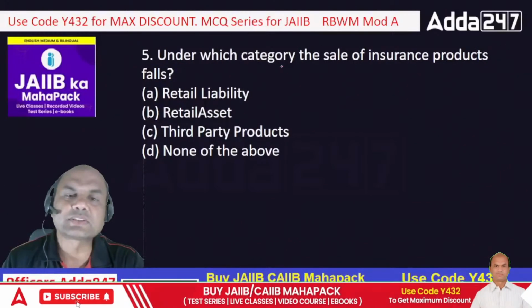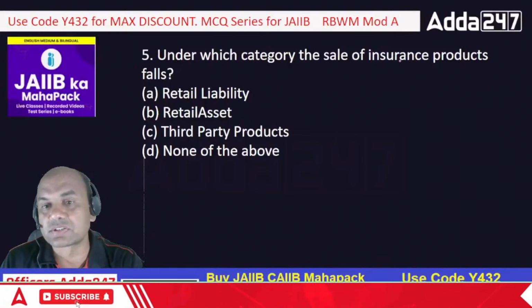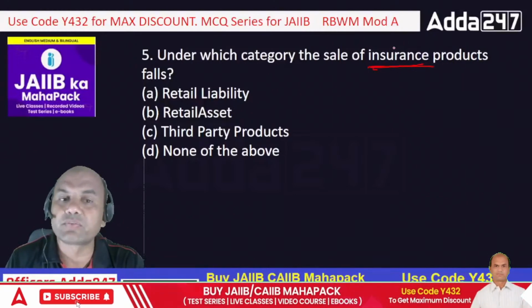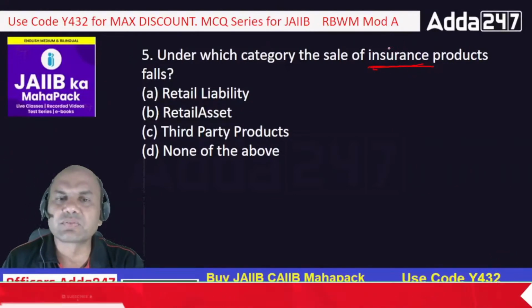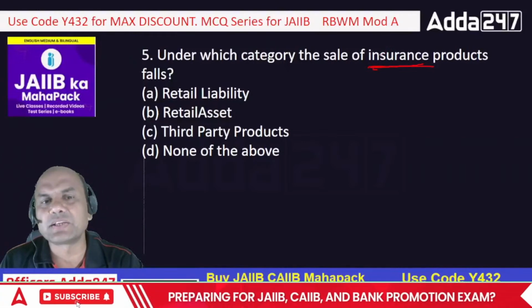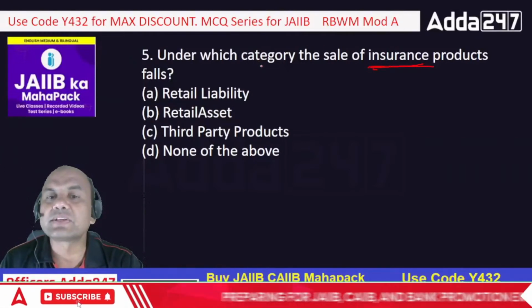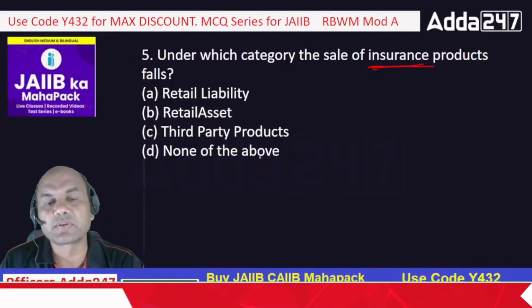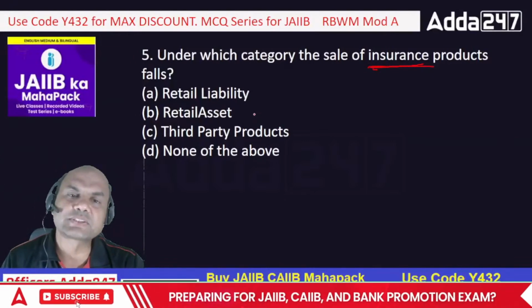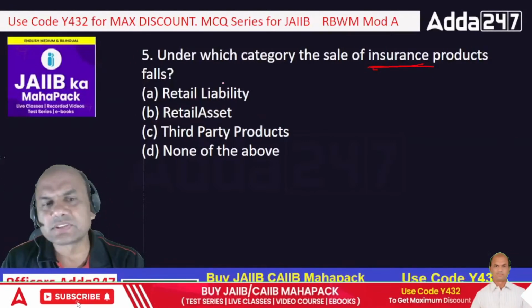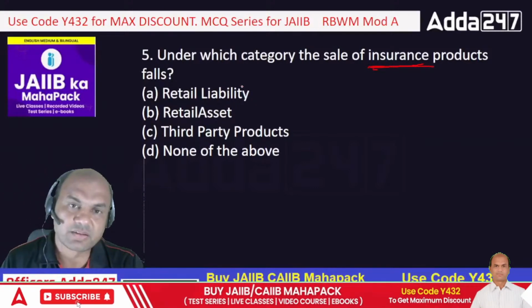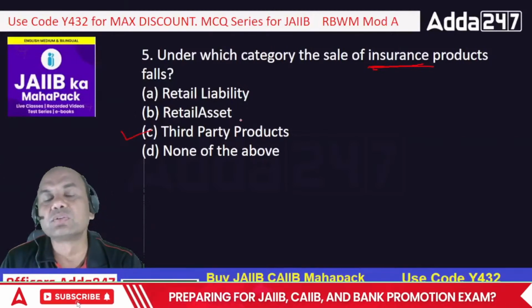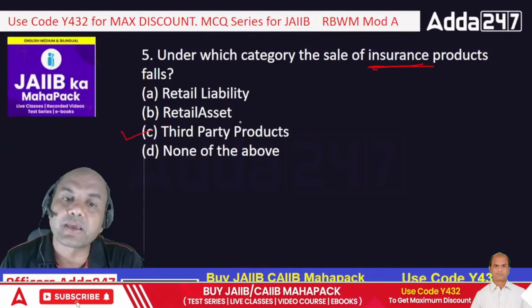Under which category does the sale of insurance products fall? Insurance. What is this insurance? You all are facing this brunt now of insurance, right? What is the target? What have you done today? How many insurance policies? So under which category does this insurance fall? Retail liability, retail asset, third party products, or none of the above. Of course it's a part of retail liability business, but actually it is called TPP, third party products. Third party products mean those products which are not the core products of the bank.